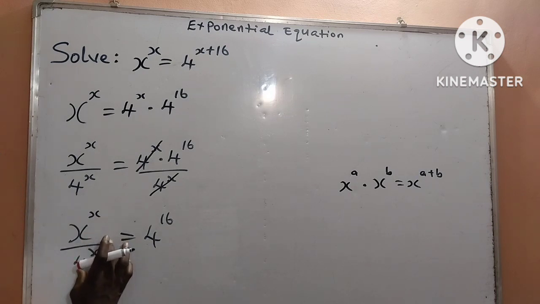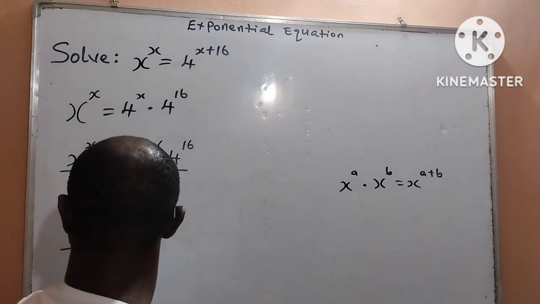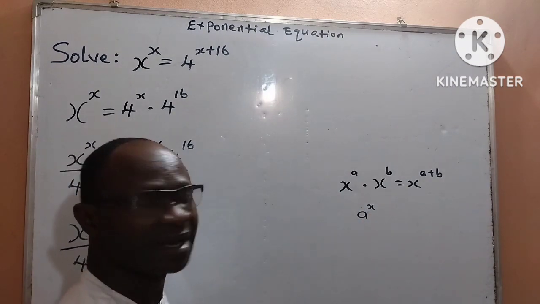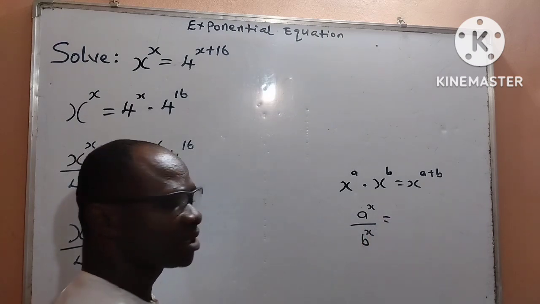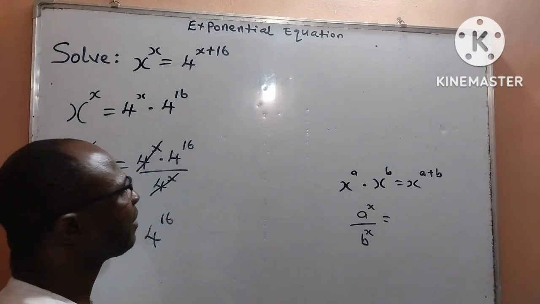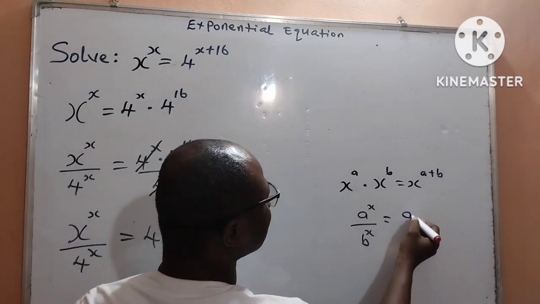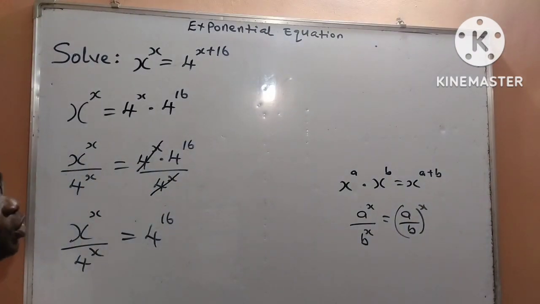Okay. From the left hand side, I want to apply this law of indices that says that a to the power of x divided by b to the power of x, since the powers are the same, both at the numerator and the denominator, I can now write a all over b all to one common power, and that is to the power x. Alright. Therefore, I am going to apply it to the left hand side.